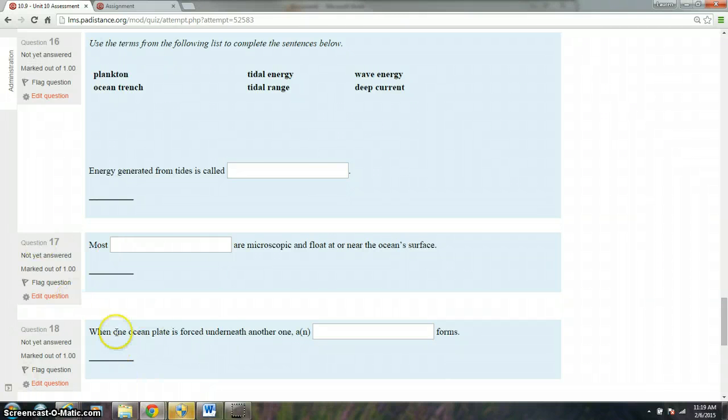Question 18. When one ocean plate is forced underneath another one, a blank forms. Plankton, ocean trench, tidal energy, tidal range, wave energy, or deep current.